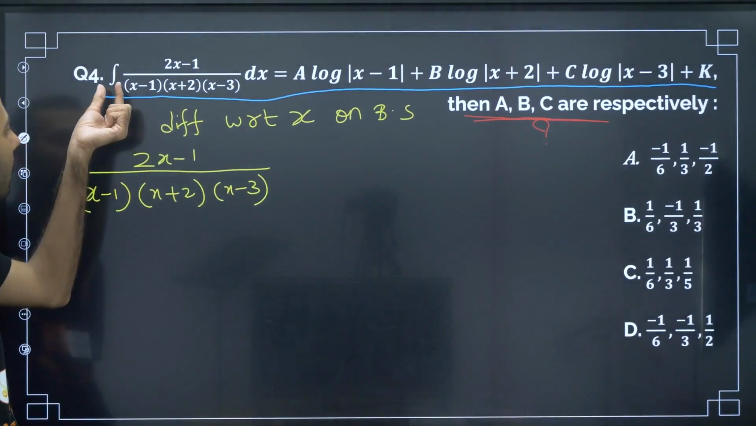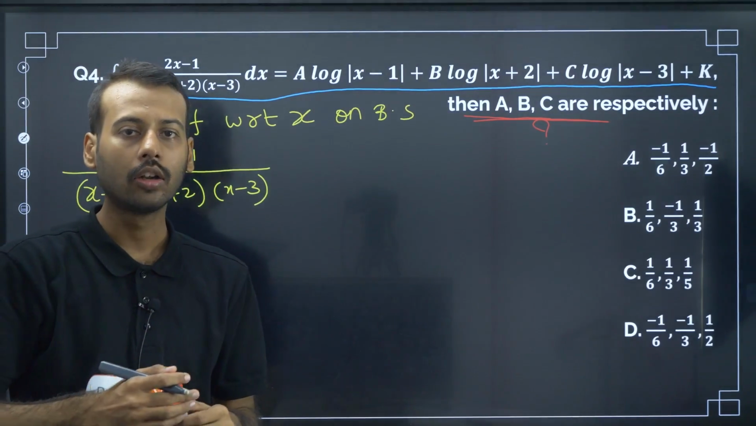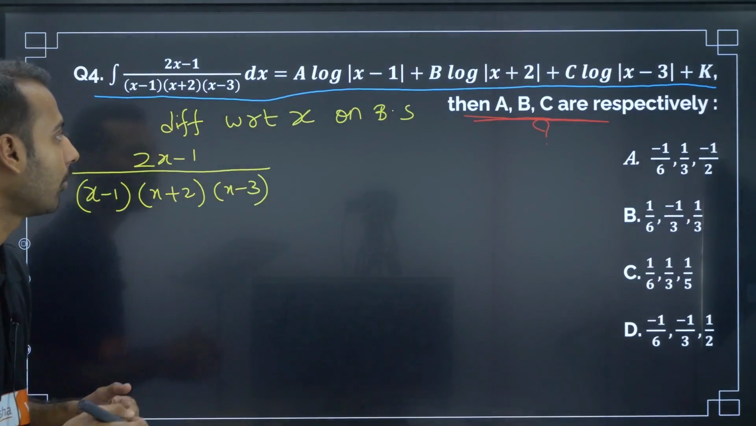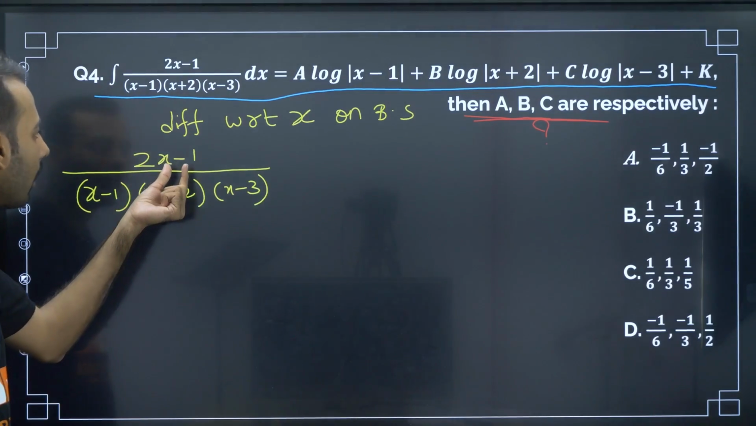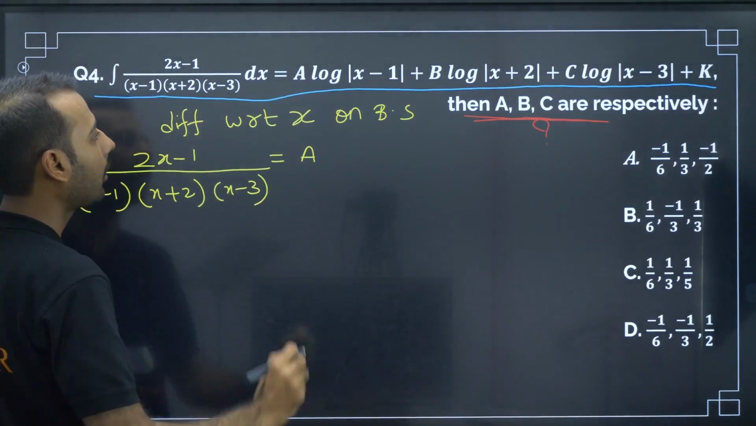See here, integration and differentiation are both inverse operations, so they get composed and we are left with only this function. Next is equal to a. In place of a, I am writing a only.